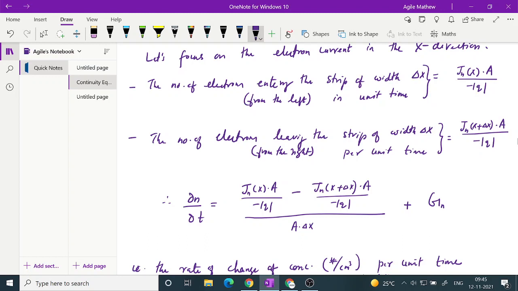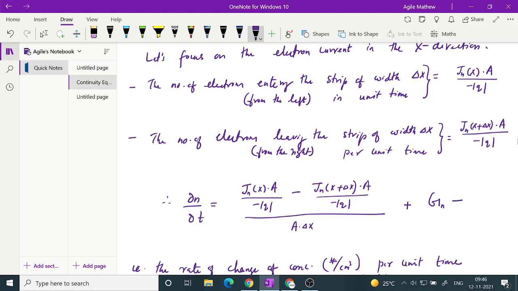So you can add this Gn. If there is electron hole pair generation, then the concentration would change per unit time. Since the unit of Gn is compatible with what is on the LHS, we don't need to add, multiply or divide anything here. This is already per unit volume per unit time, and the LHS is also per unit volume per unit time.